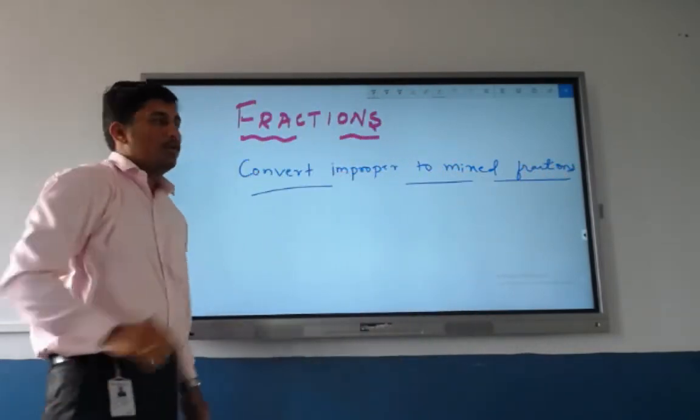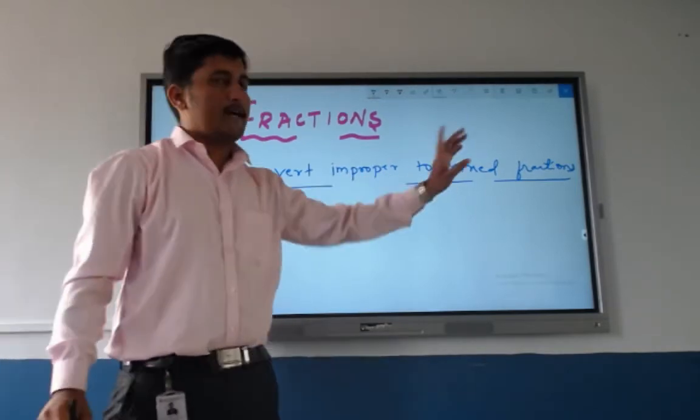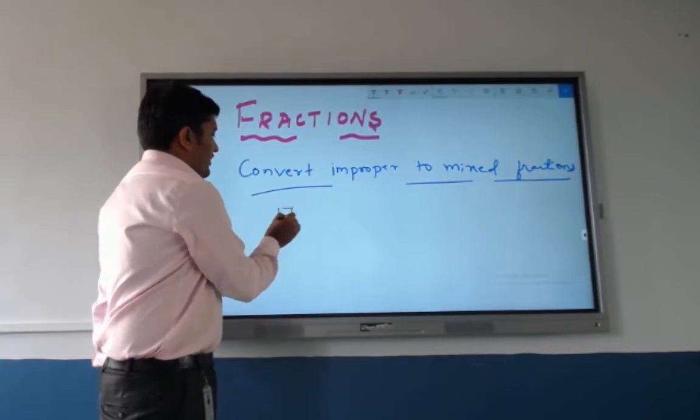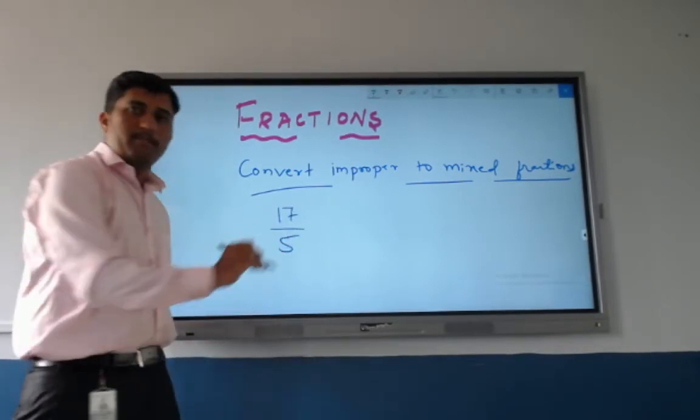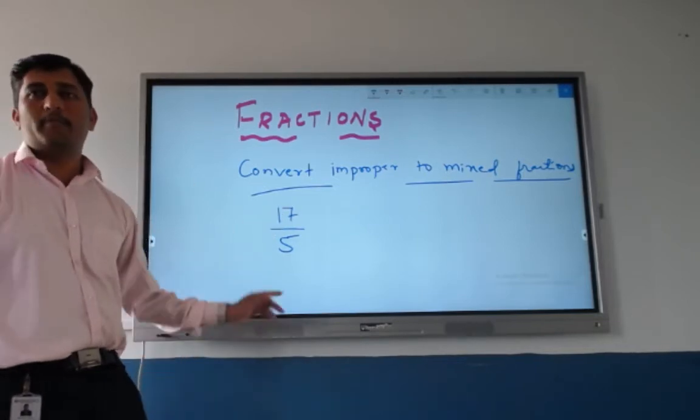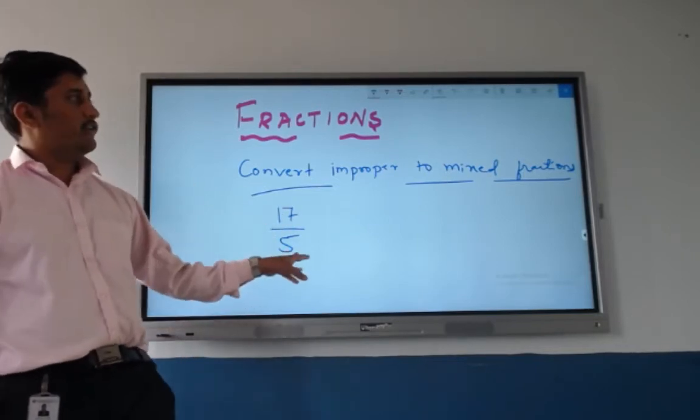Okay. We are converting an improper fraction to a mixed fraction. Take an example of an improper fraction, for example 17 upon 5. Is it an improper fraction? Yes or no? Yes, because here the numerator is greater than the denominator. Now we have to convert this into a mixed fraction.